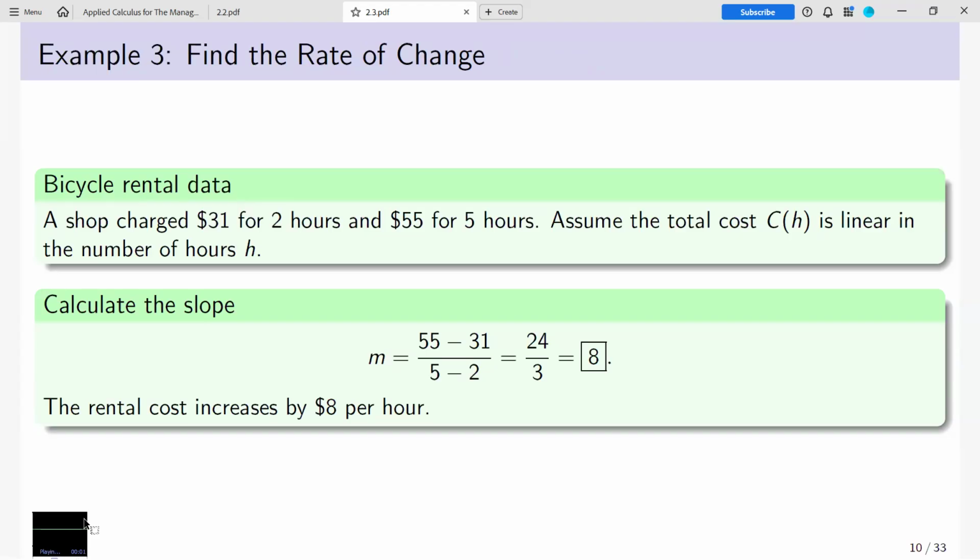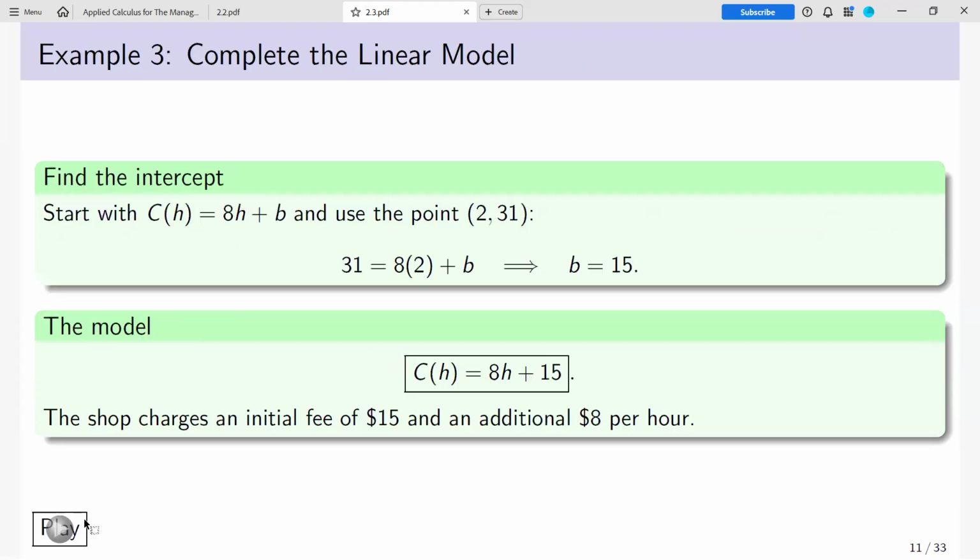Use the two cost and time points to calculate the slope. The result, $8 per hour, is the variable part of the rental cost. Substituting one known point gives the intercept. The completed model separates the $15 initial fee from the $8 hourly charge.